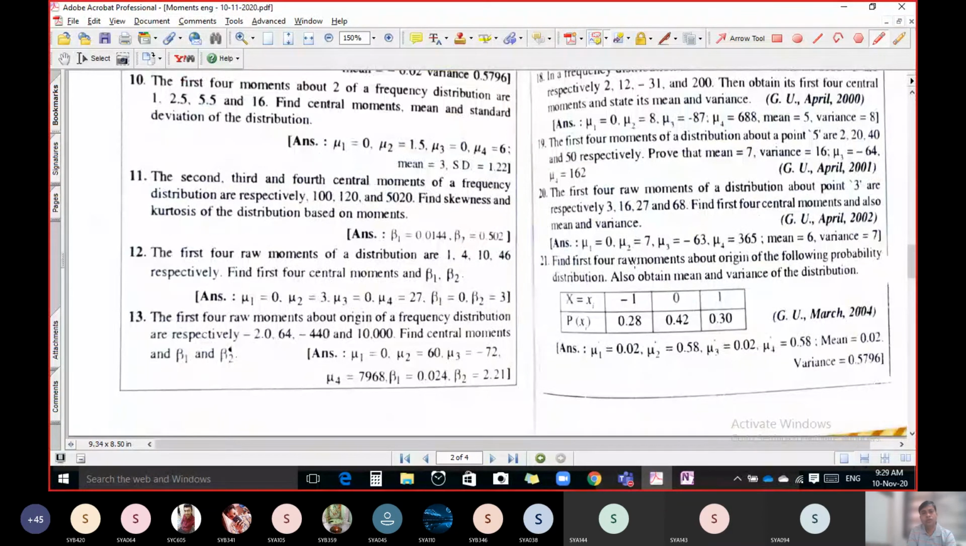So you have to find out central moments: mu1 dash, mu2 dash, mu3 dash, mu4 dash. Question number 12 is given, and you have to find out the first four central moments. We know the formula, and beta 1, beta 2. That is a simple question.